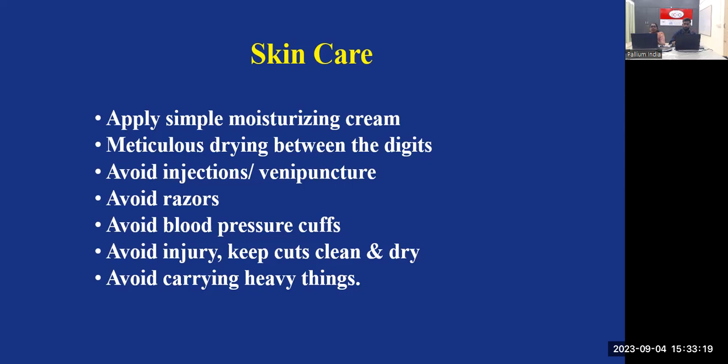Sometimes nothing happens, but if there is unsterile practice there, the patients can definitely develop cellulitis. So it is better to avoid injections and venipuncture in that area. Avoid sutures and avoid blood pressure cuffs, because these will all affect the collaterals. Avoid injury.